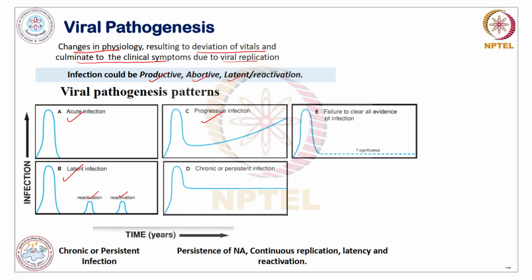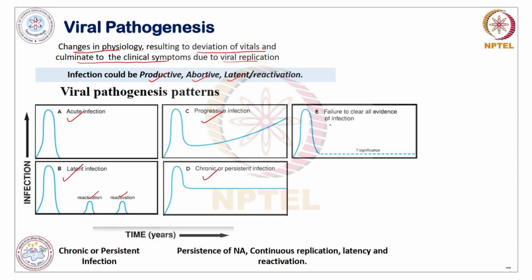This can be progressive, like after an initial infection, viral load slowly increases over time. This will keep increasing, and eventually it will lead to severe disease or immune system failure. It can be chronic or persistent infection, where the virus is never fully cleared from the body. There will be continuous low level replication of the virus in the body. So it can be chronic or persistent for a longer time.